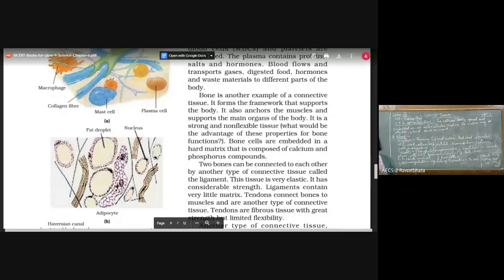Let's understand as far as bones are concerned. There is a favorite question of 2 marks, and the question asks about ligament and tendon.